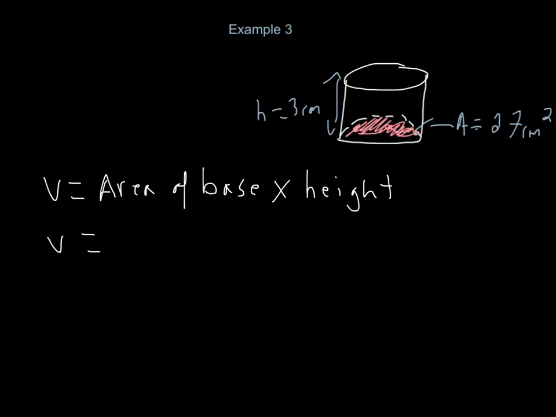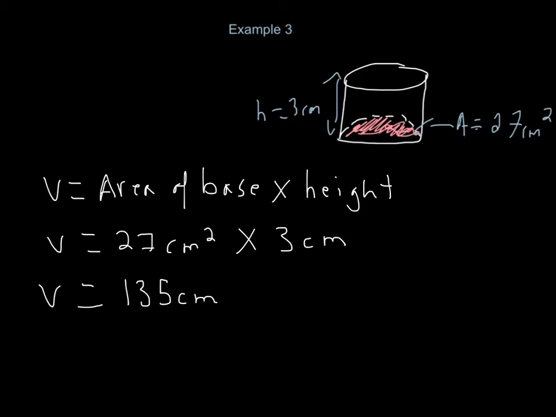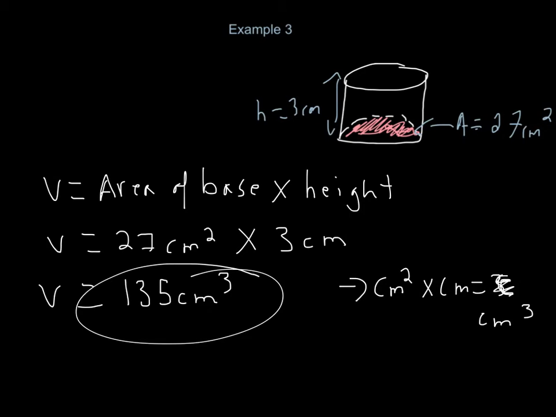Okay, so the area of our base is 27 centimeters squared. Our height is 3 centimeters. When we multiply them together, we get a grand total of 135. And again, when we look at it, centimeters squared times a centimeter gives us centimeters cubed. So our final answer is 135 centimeters cubed.